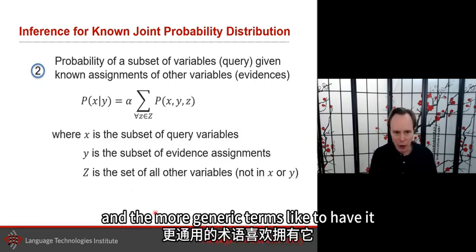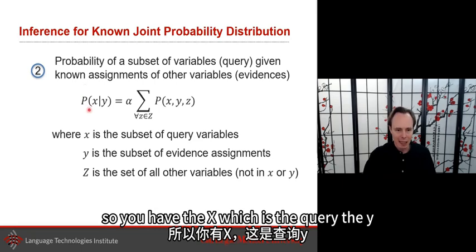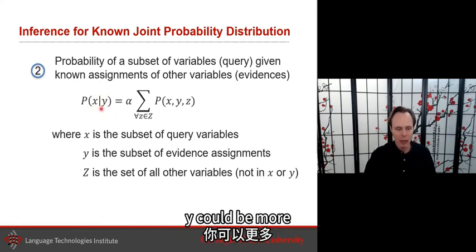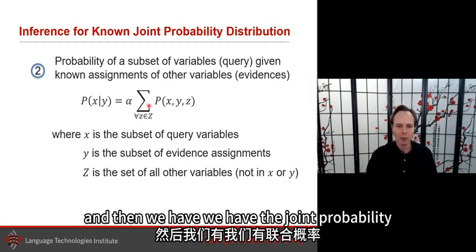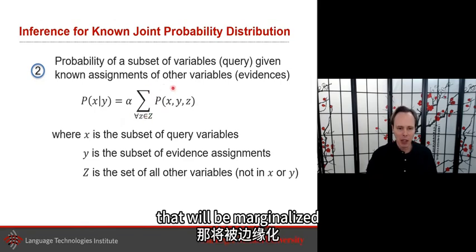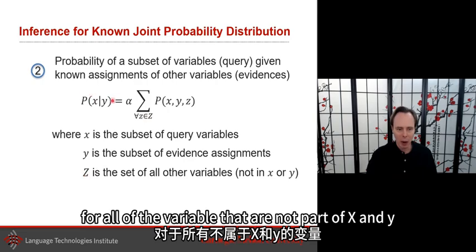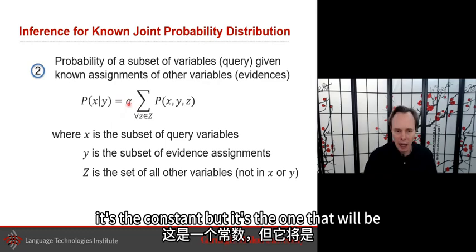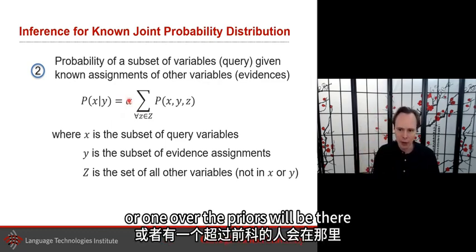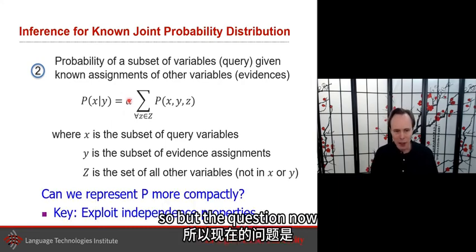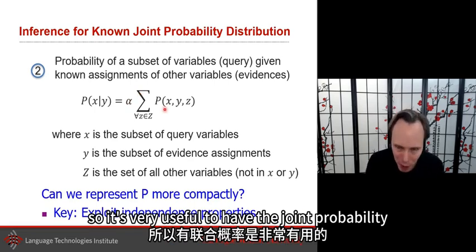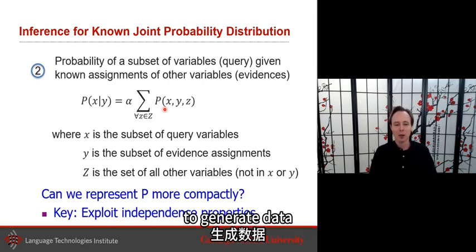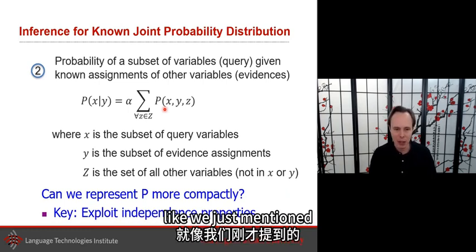And in more generic terms, you have X, which is the query, and Y, the known assignments. X could be more than one variable, Y could be more than one variable. Then we have the joint probability that will be marginalized over all of the variables that are not part of X and Y. And the alpha here is a constant, where all of the priors, or one over the priors, will be. So it's very useful to have the joint probability. It's a very powerful tool, for being generative, to generate data, but also for queries like we just mentioned.